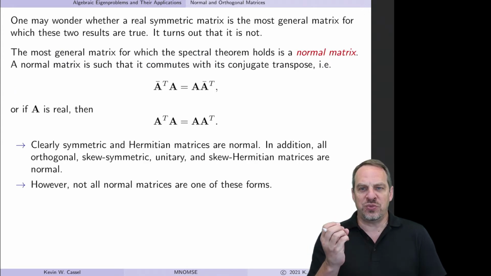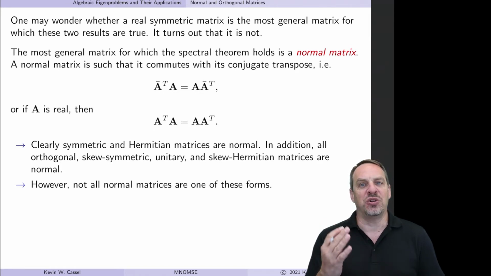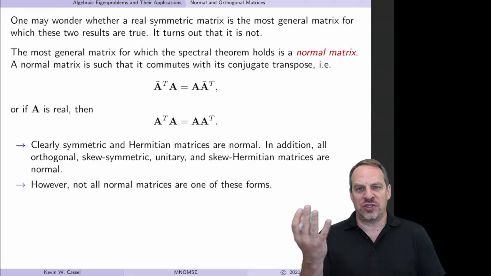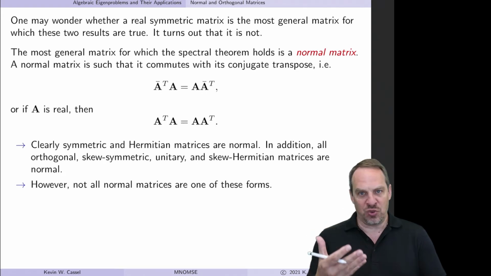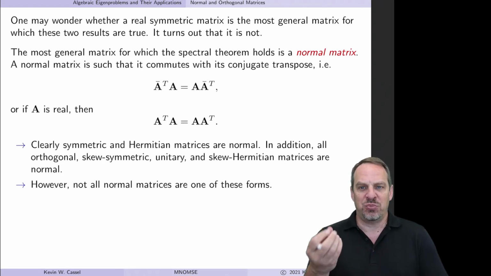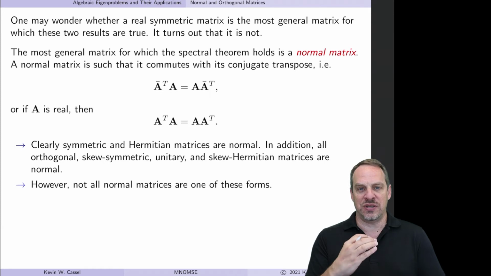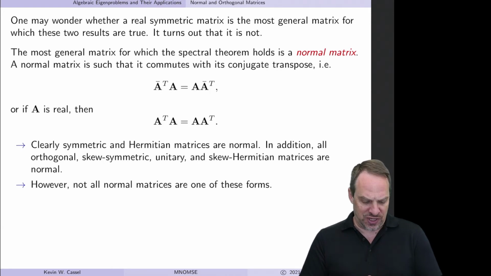So if you remember, the reason why we focused on real symmetric matrices was because of their prevalence in applications. We see them all over the place in science and engineering, numerical methods, and so forth. So that's what motivated us to think about whether there is any special property of real symmetric matrices that we should be aware of and can take advantage of. But the mathematician in us asked the question, is a real symmetric matrix the most general matrix that has these very advantageous properties? And the answer is no, that's not the case. The most general matrix that has these properties is called a normal matrix.